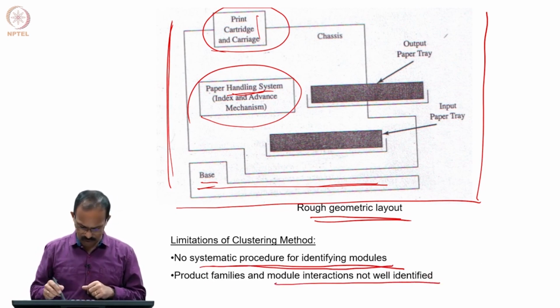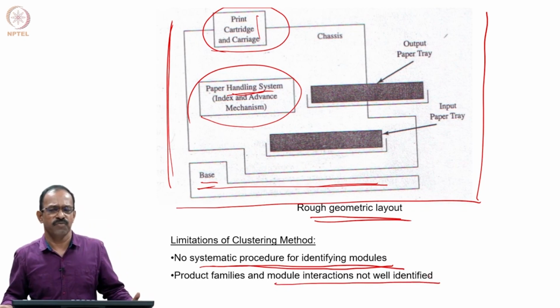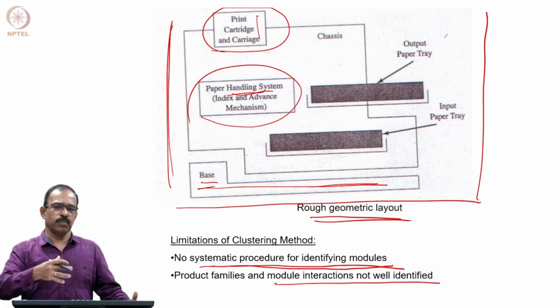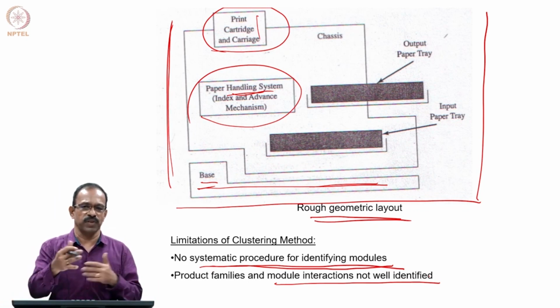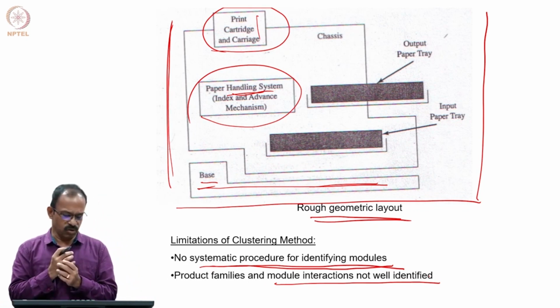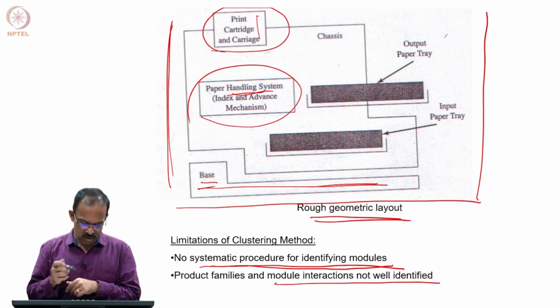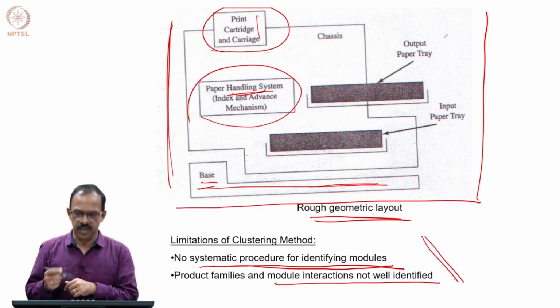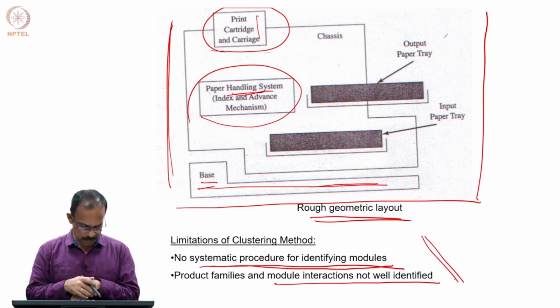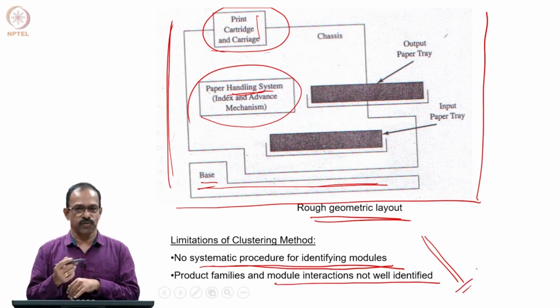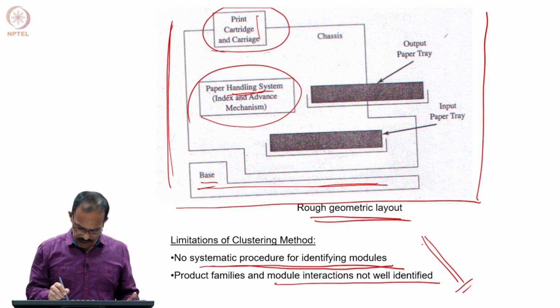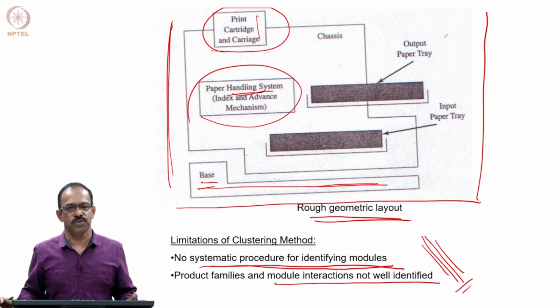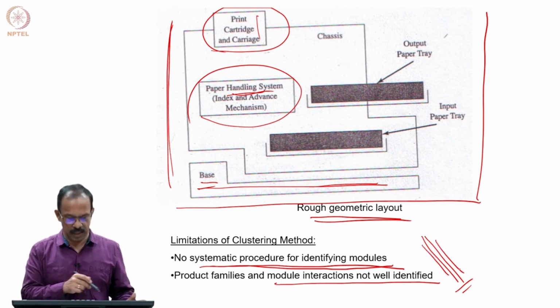families and module interactions are not well defined. So, here we cannot really define the interaction between the paper module and the electricity module or the electronic module, what kind of interactions need to be there. So, that is not really identified. To overcome these issues, we are going for the next method. The module heuristics actually try to overcome these issues in the clustering methods.